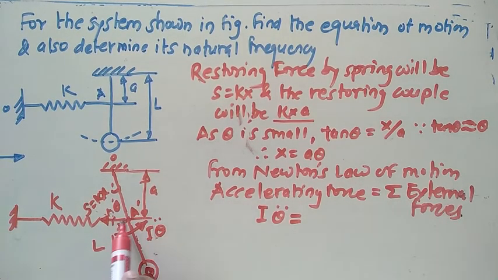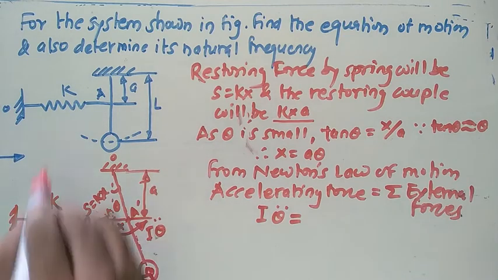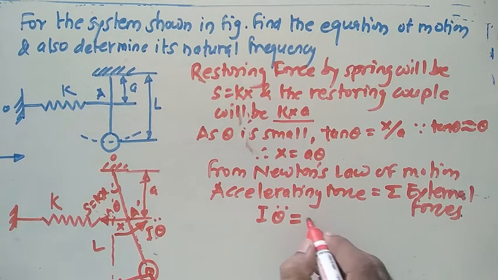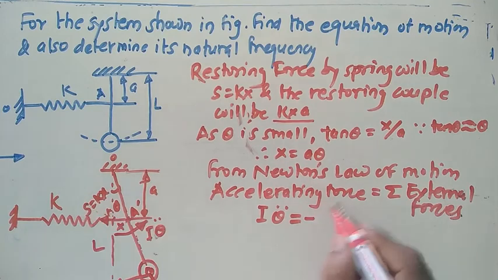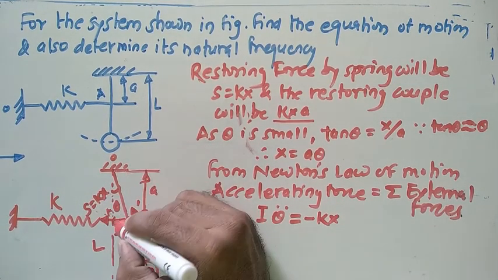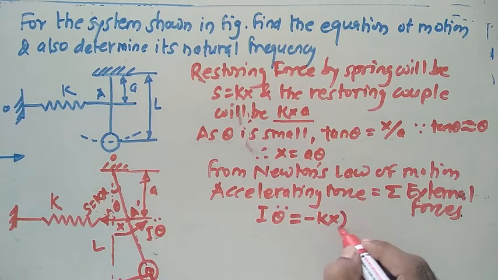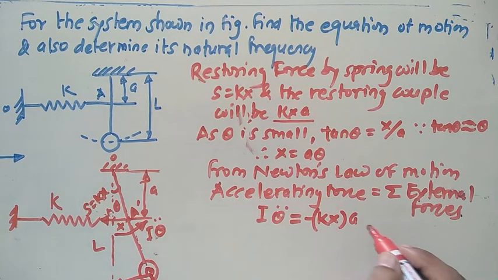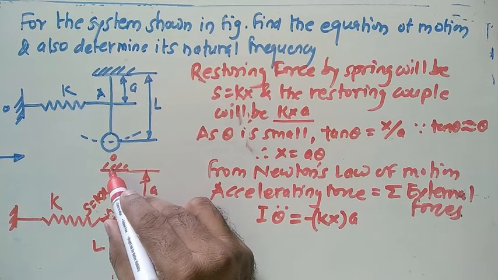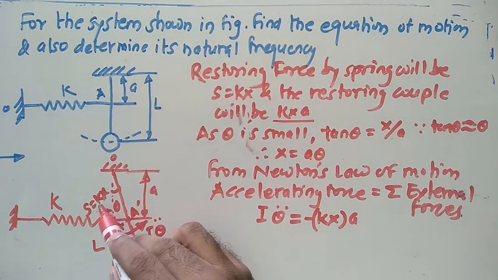So the first force is here, whose magnitude is kx. This indicates the spring force. See the direction: the tendency of this one is to turn about this point in clockwise direction, so give the minus sign for this one. The distance is a, so to take the moment of this force about the O point, you need to multiply by this distance a, giving kx times a.